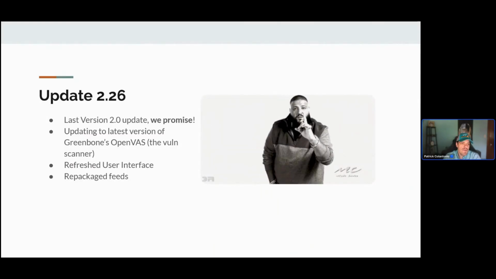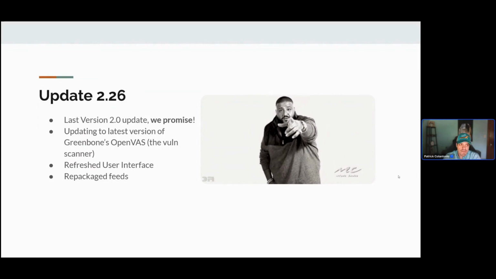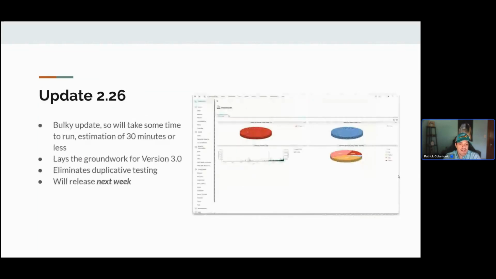So for version 226, it's going to be coming out next week. It was a short runway, a small update, but again, just really chopping up what's going to be a big update in version 3. A lot of the stuff within version 3, the heft of it, some of it was due to the transitioning over to the newer version of the Vuln scanner. So this 226 is going to in itself be a bit of a bulky update.